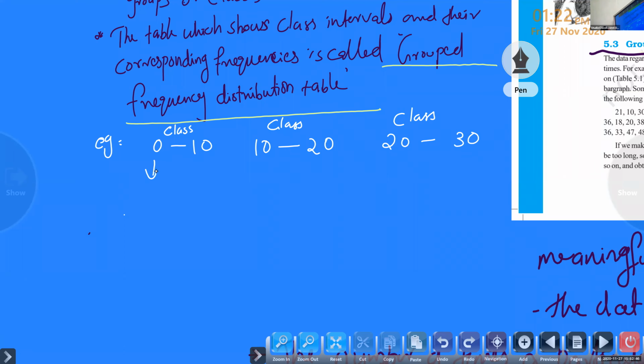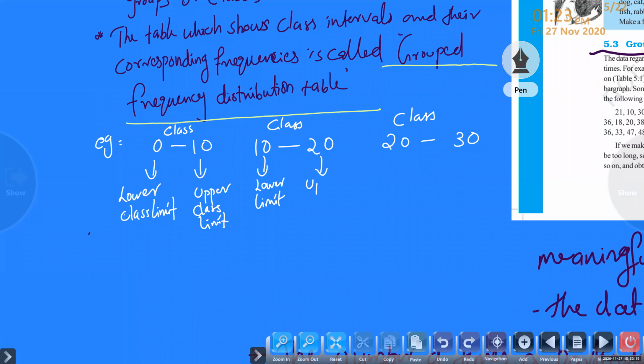And 0 is the lower class limit. 10 is the upper class limit. This is also a lower limit. Then you should write this down. Right. Upper limit, this is the lower limit. Lower limit and upper limit.